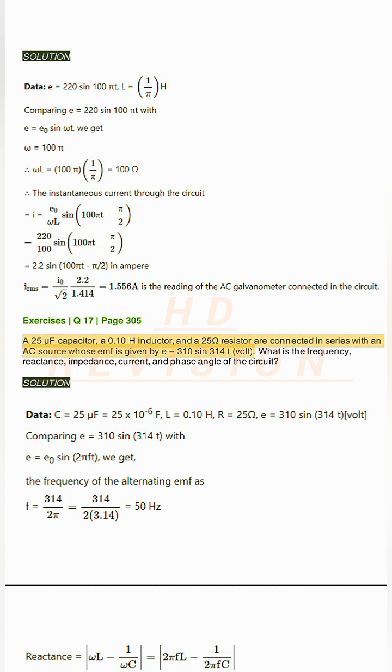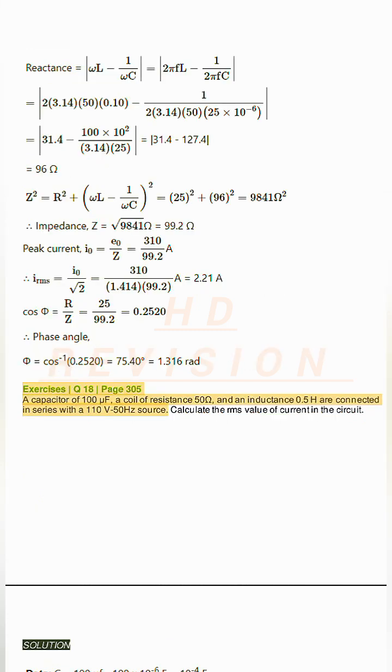Exercises Q17, page 305. A 25 microfarad capacitor, a 0.10 H inductor, and a 25 ohm resistor are connected in series with an AC source whose EMF is given by E equals 310 sin 314 t volt. What is the frequency, reactance, impedance, current, and phase angle of the circuit? Solution.